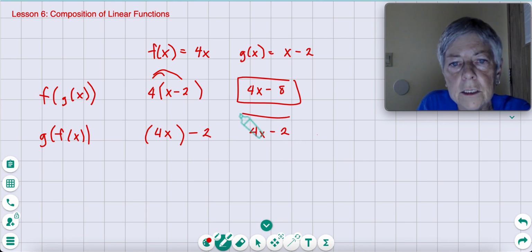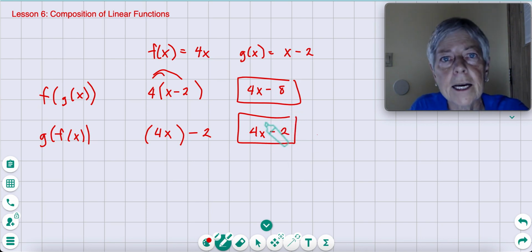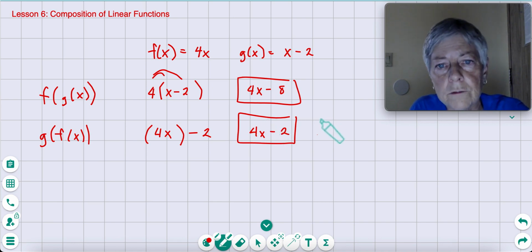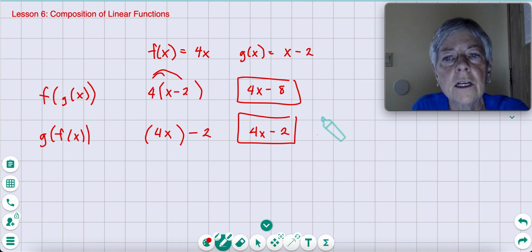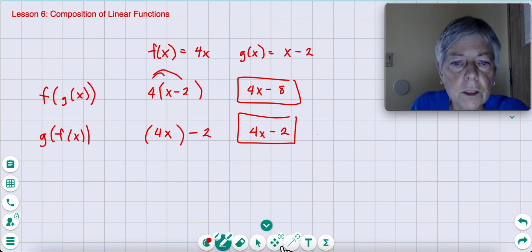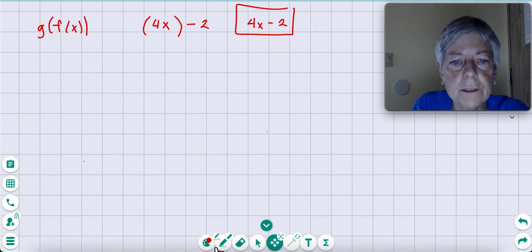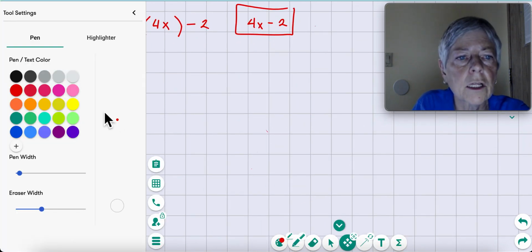And as you can see, it's a bit different from the one above. If you ended up getting the exact same thing, you would have what's called a commutative function, or a commutative composition. That's not very common, however. So let's take a look at something that's a little bit more complicated. And let's make it a nonlinear function.